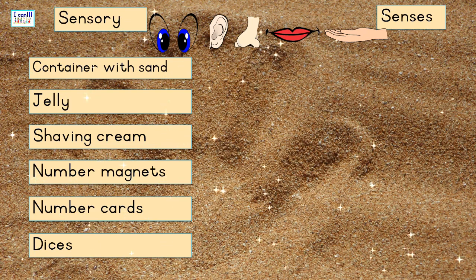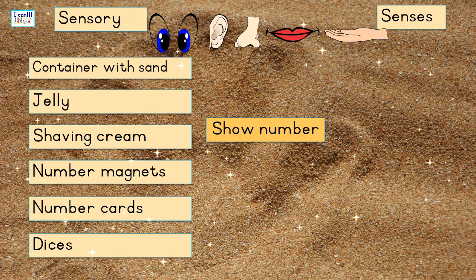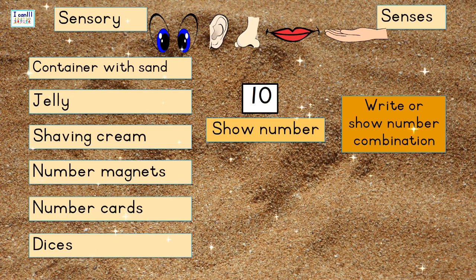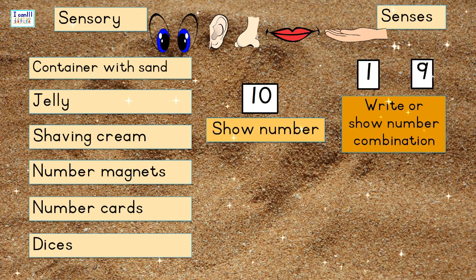We can do this in two ways. Show or flash the answer. For example, the number 10. Now you can write or show the number combination in the materials given. 1 and 9.